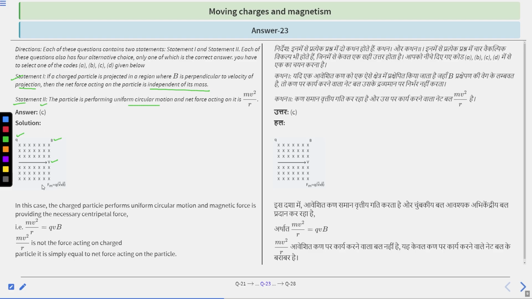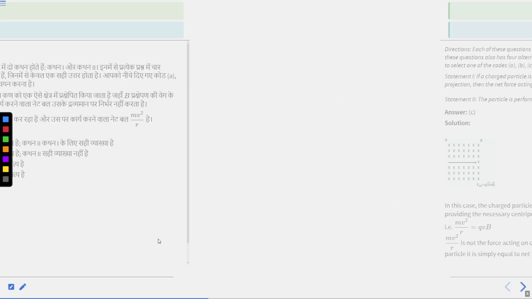And second, according to the second statement, the particle performs uniform circular motion and the net acting force is mv square by r. So in this case, the charged particle performs uniform circular motion and the magnetic force is providing the necessary centripetal force. So mv square by r is equal to qvB. mv square by r is not the net force acting on the charged particle. Clear? The net force acting on the charged particle is this one, the magnetic force. Clear? So the particle's mv square by r is simply equal to the net force acting on the particle. Clear? It means option C is correct.